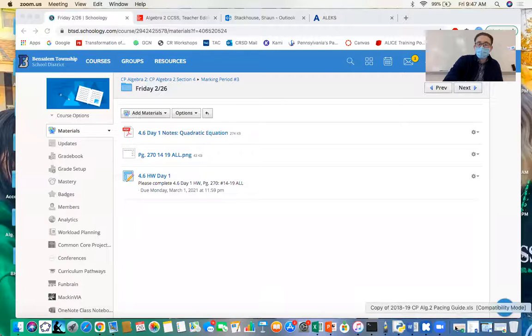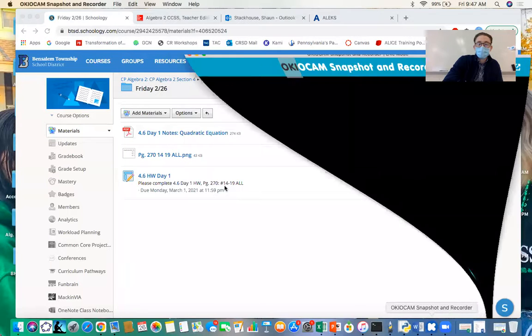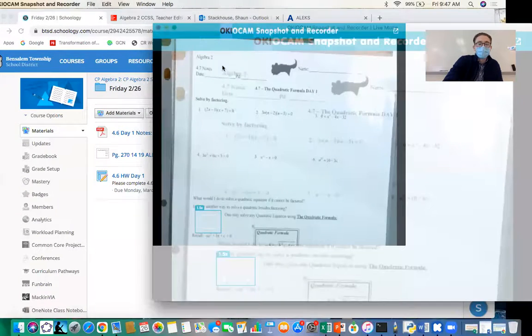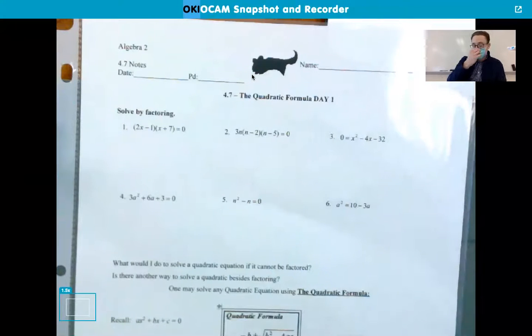So what we're talking about today, and I'm going to give me a second here, I'm going to pull up my camera, is what's called the quadratic formula. You might have heard about something like this before. But the quadratic formula is another way for us to find the solution of a quadratic equation.